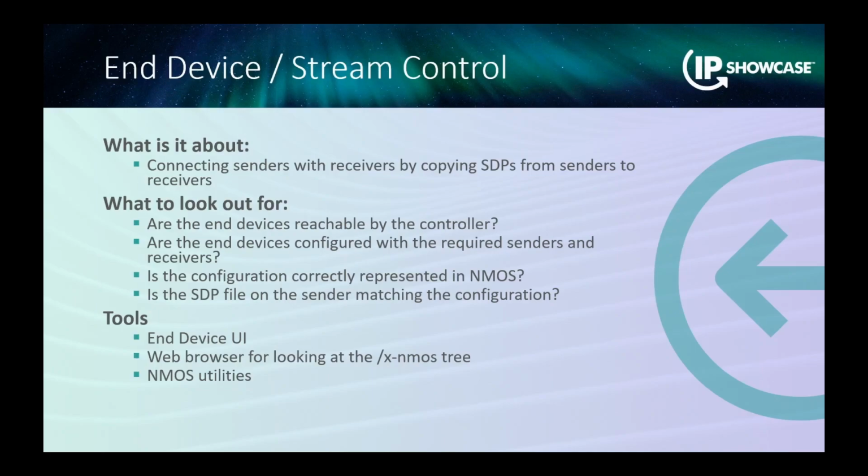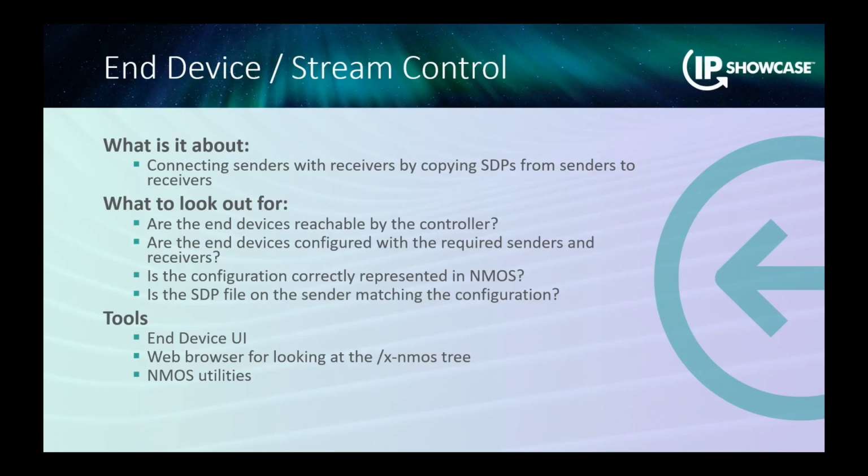Again, one layer up, we go into the stream control layer. That's where the information from the senders is sent to the receivers, so that they know which streams they should receive. This is done by using SDP files, and usually done using NMOS, as is explained. And again, you have a controller who needs to reach the sources and the destinations to pick up the SDP file from the source and send it to the destination. Are the end devices reachable by the controllers?